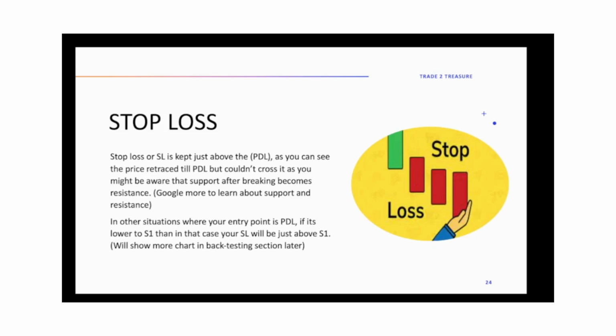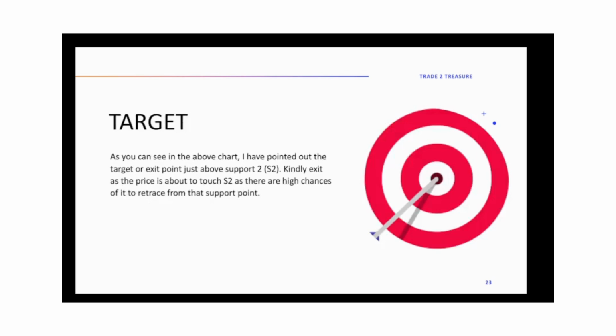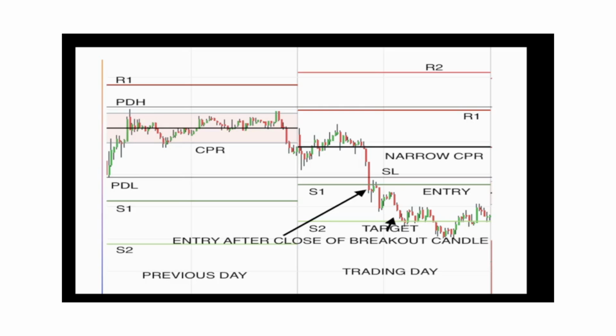In other situation where your entry point is previous day low, if it is lower to S1, then in that case your stop loss will be just above S1. I'll just explain you in the chart. See here, I have kept the stop loss just above previous day low.